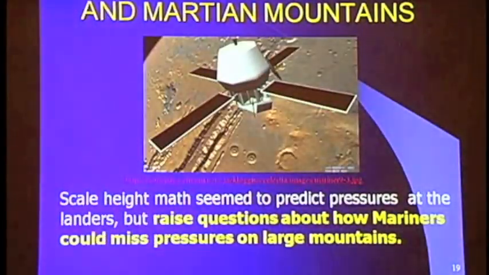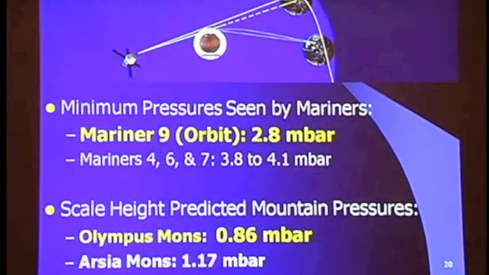Okay, the scale height, I use it for the landers, predict the pressures on the mark. But for the mountains, where you would have the minimum pressure on Mars, it disagrees with radio occultation. Radio occultation played an important role in the sensors and the selection, as will be shown later. Next. Okay, radio occultation is simple.